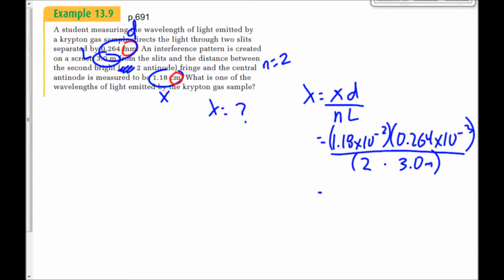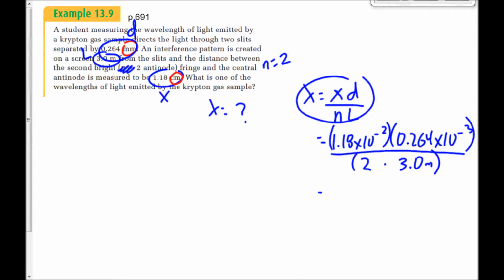I want us to take a look at the value of X and L here for a second. Is L more than 10 times bigger than X? Yes, so you're allowed to use this equation.